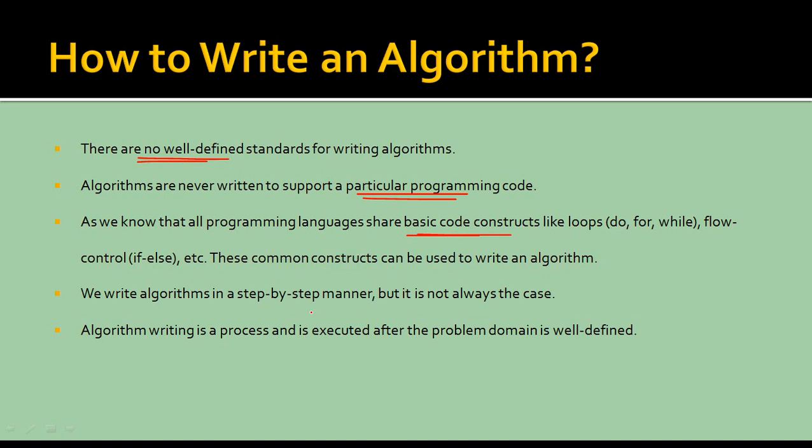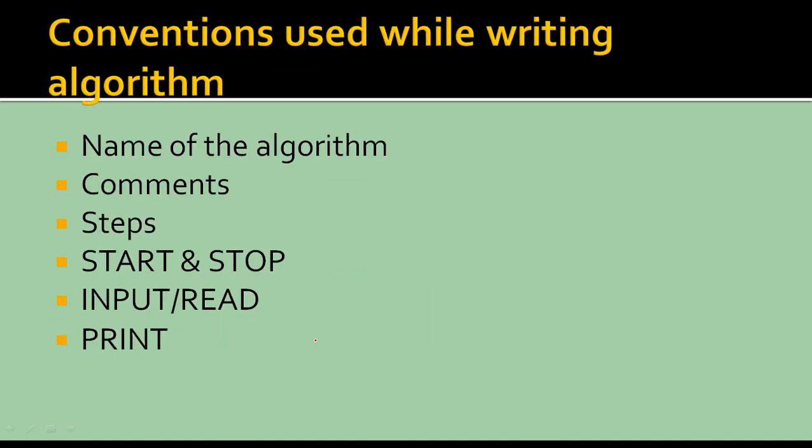Then an algorithm must be step by step, but that is not always the case, because loops can break the structure also. Algorithm writing is a process that is executed after the problem domain is well defined. It has to be a well-defined structure. The conventions used while writing algorithms are: you should name your algorithm; there is a comment section also; steps are step by step, as we have already said; and the algorithm should have a start statement and a stop statement.